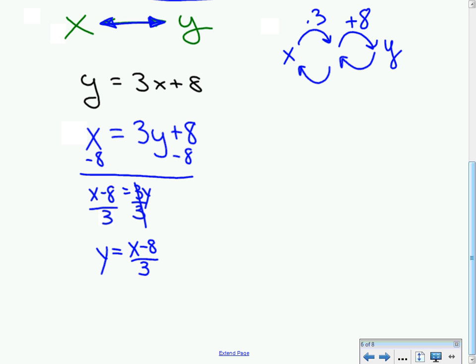And we want to label that as our inverse. We found it. So our inverse function is written like that. That's our inverse. Now that's a two-step process.